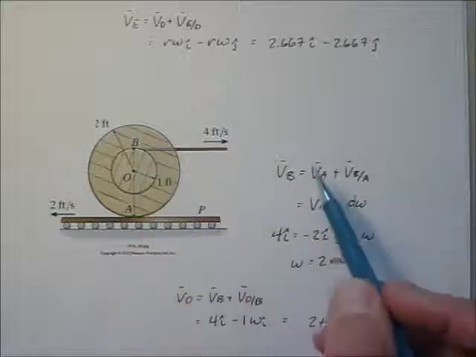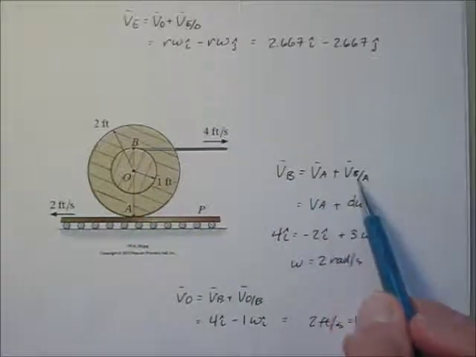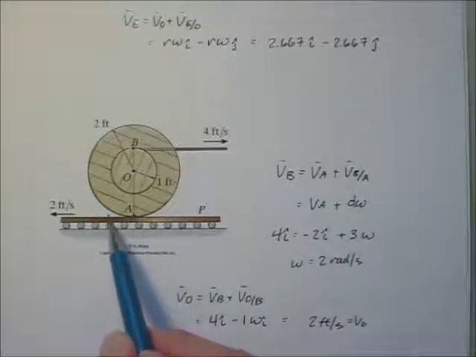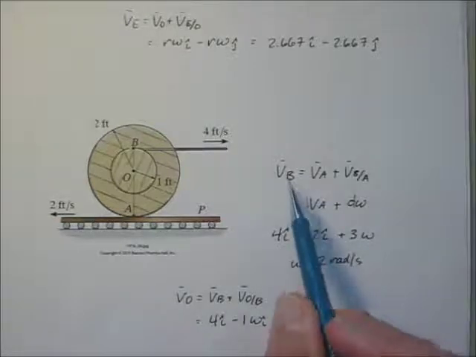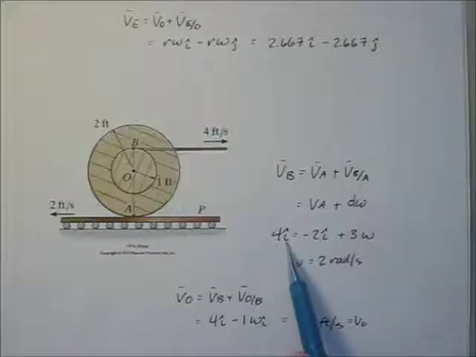To find the velocity of B, we just set up the relative equation: velocity of B, velocity of A, velocity of B with respect to A. The velocity of A is given here, and that's going to be negative 2 in the I direction, so that would be equal to negative 2I. I'm also given the velocity of B. The velocity of B is going to be positive 4 in the I direction.